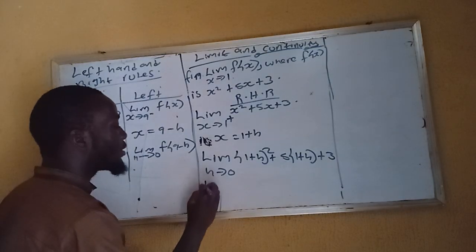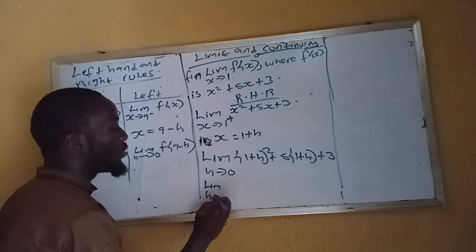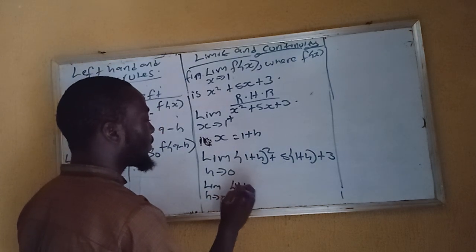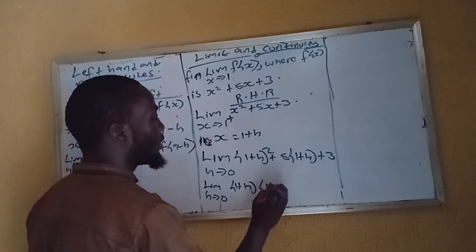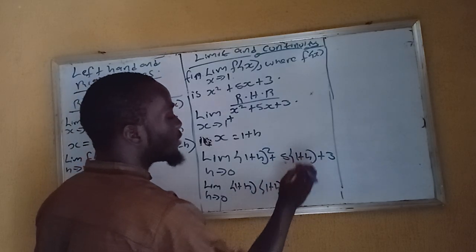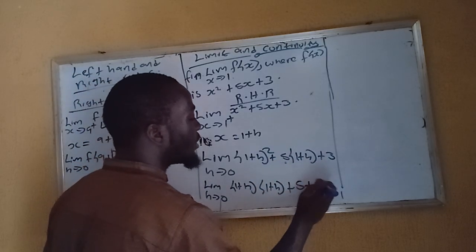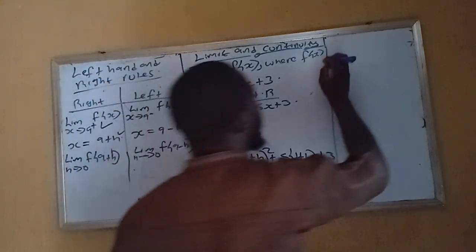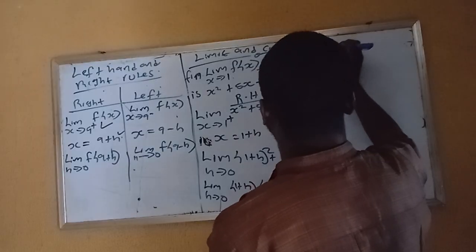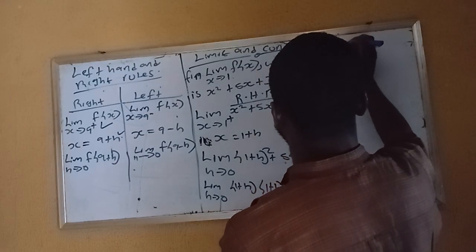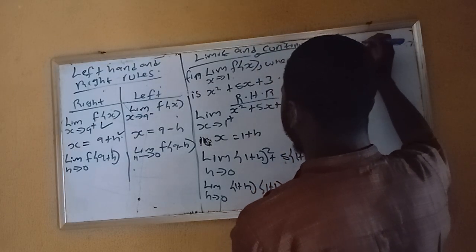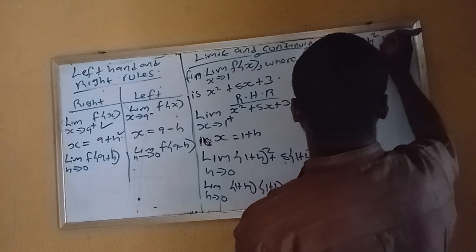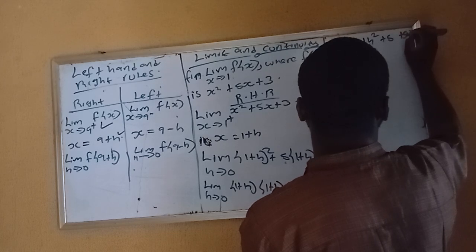Now let's simplify this. We have the limit as h tends to 0 of 1 plus h squared, which is the same as 1 plus h times 1 plus h, plus 5 times 1 plus h, which is 5 plus 5h, plus 3. Now from here, let's open the bracket. We have 1 times 1, 1, plus h plus h times 1, plus h times h, which is h squared, plus 5 plus 5h plus 3.